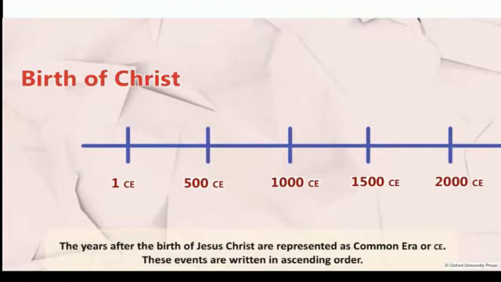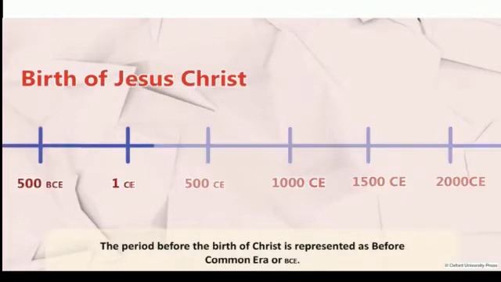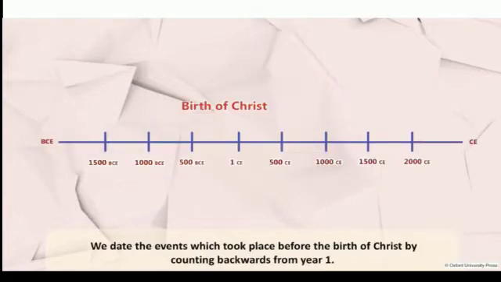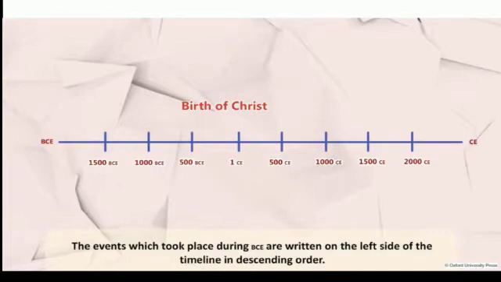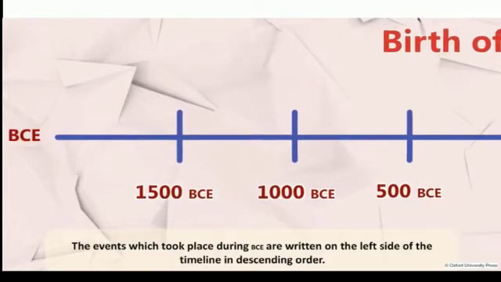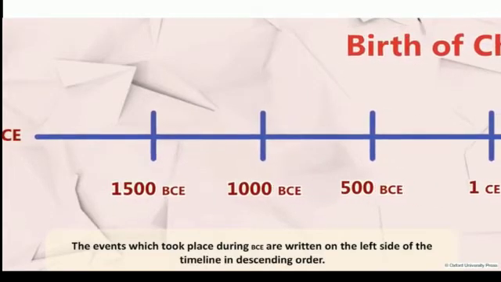The years after the birth of Jesus Christ are represented as Common Era or CE. These events are written in ascending order. The period before the birth of Christ is represented as Before Common Era or BCE. We date the events which took place before the birth of Christ by counting backwards from year 1. The events which took place during BCE are written on the left side of the timeline in descending order.